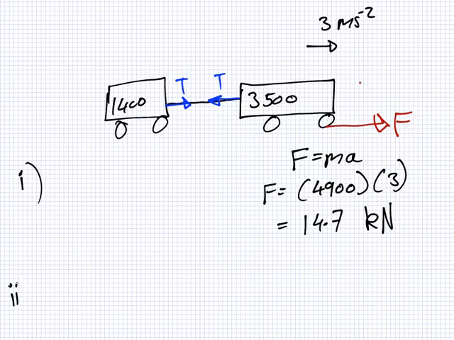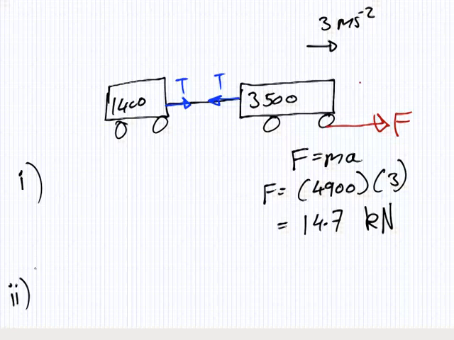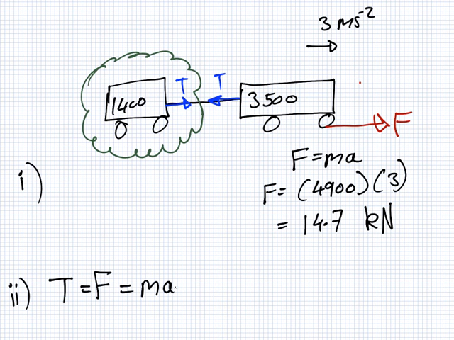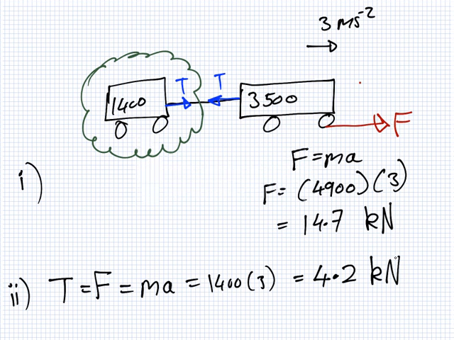And part 2, what is the T? So now, if we only look at this guy, T is the force, which is equal to ma, which is equal to 1,400 times 3, which is 4,200. 4.2 kilonewtons. That is it. That is 4 marks.